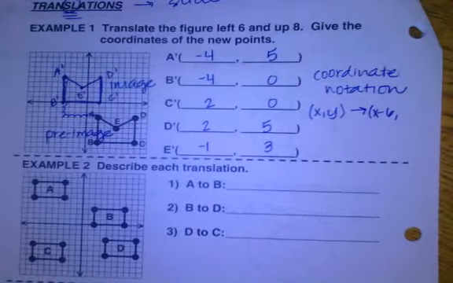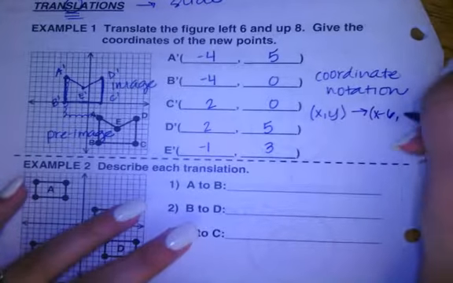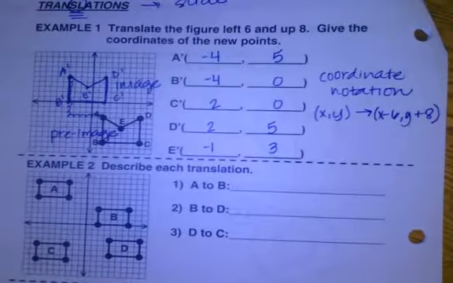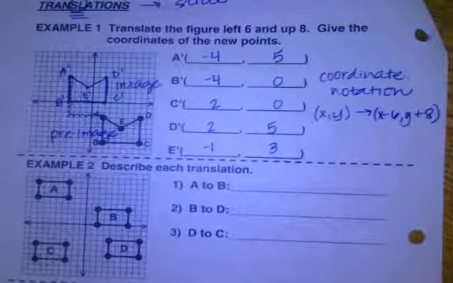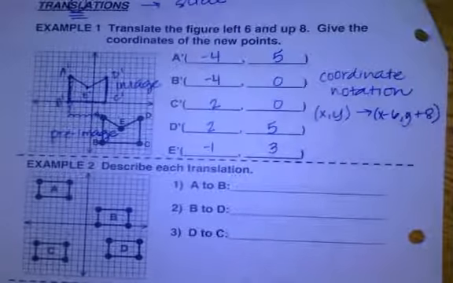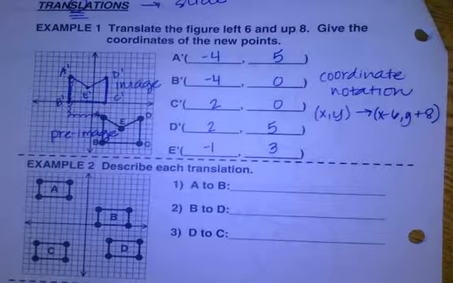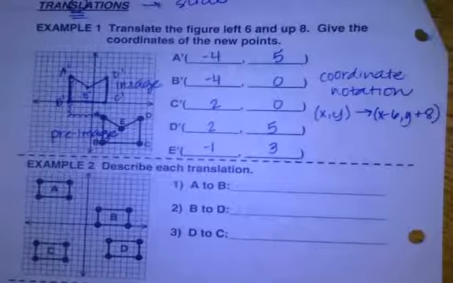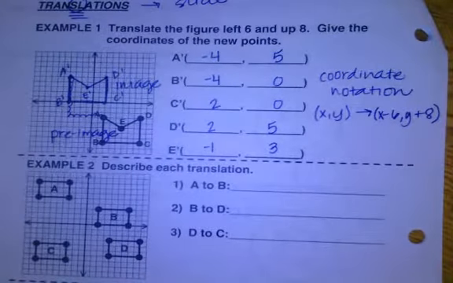Y's. And positive or negative? Positive. So how would I write that? Y plus 8. So my coordinate notation for this translation is x minus 6, y plus 8. So all of your x values of your pre-image, you're taking 6 away or subtracting 6. And all of your y values of your pre-image, you're adding 8.